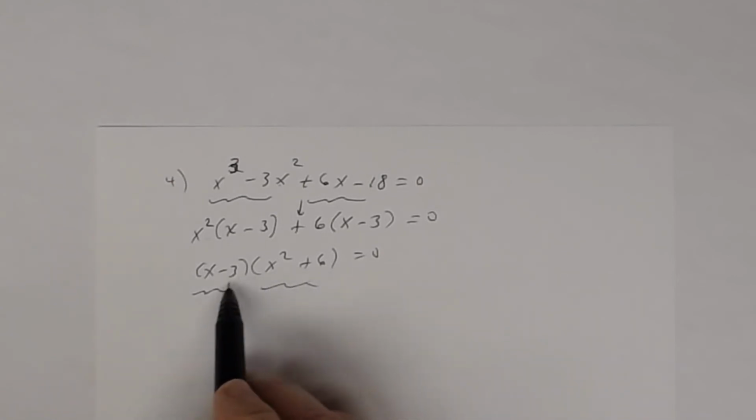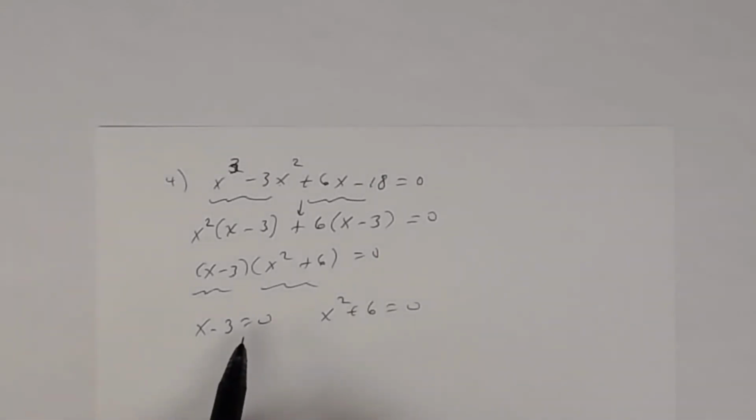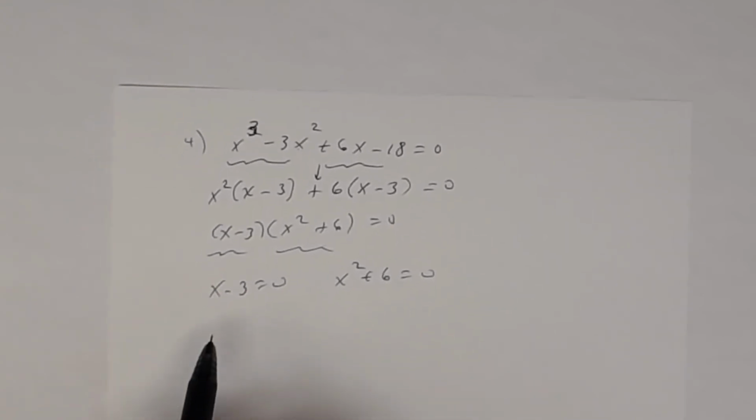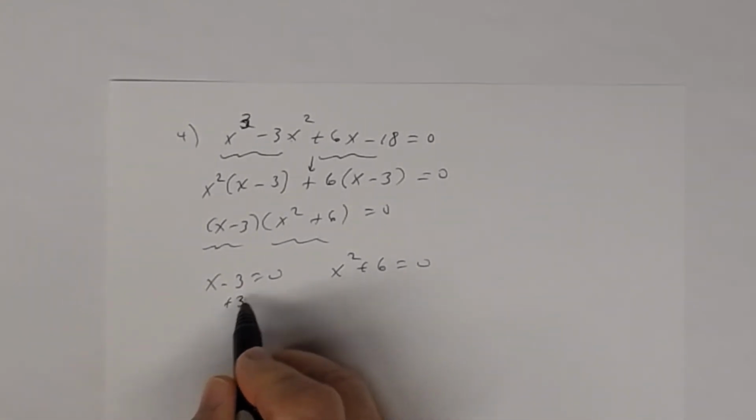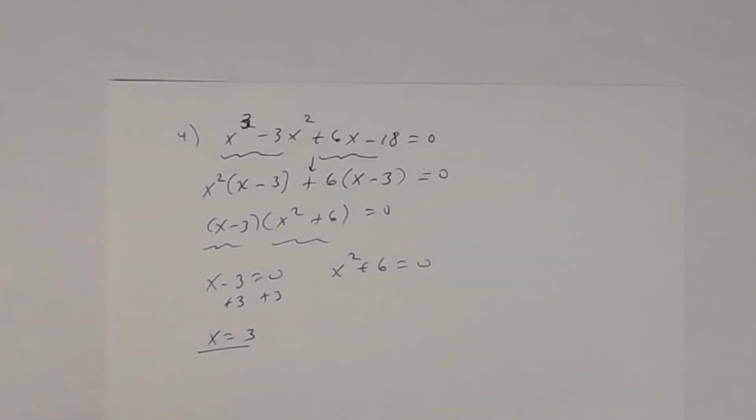So I'm going to say each of those factors equal to 0. So I get x minus 3 equals 0, x squared plus 6 equals 0. So I have a linear equation and I have a quadratic equation, right? So this linear equation is easy. I'm just going to go ahead and add 3 to both sides. So one of my solutions is 3. So I get a real solution.